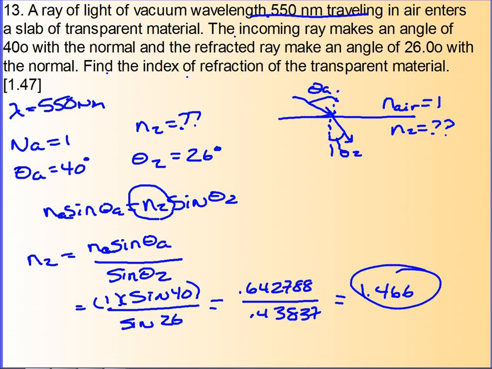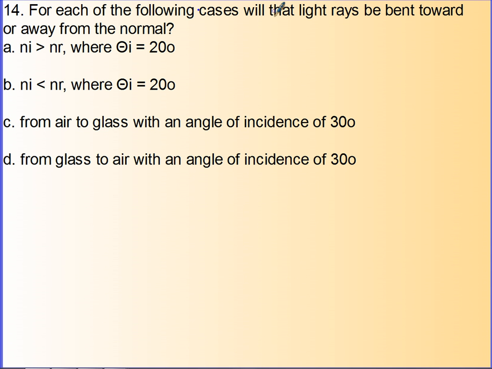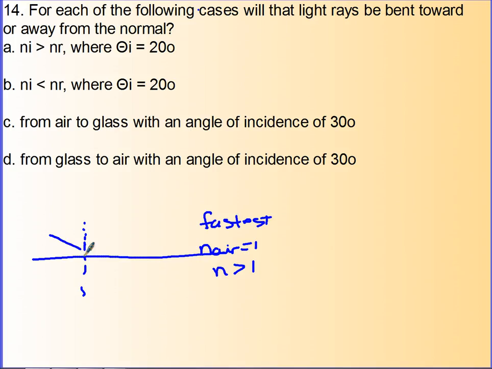One more problem. For each of the following cases, will the light rays be bent toward or away? All right. Now, let's go back to my diagram. I always do air because this is always going to be the fastest. Always the fastest. And this is the end of my medium. And it's always going to be greater than 1. I always draw in my angle. And I know it always bends toward the normal.